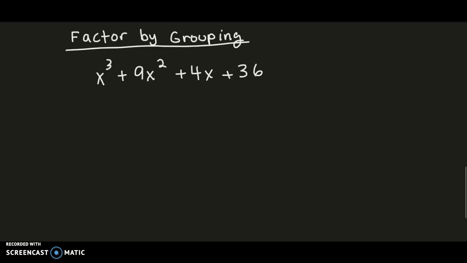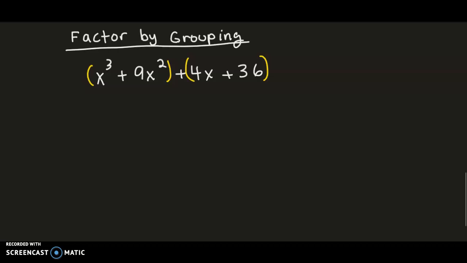So we're asked to factor, and one hint when you're asked to factor is there are 4 terms. When there are 4 terms, you want to check if factor by grouping will work. So our 2 groups are x cubed plus 9x squared and 4x plus 36.